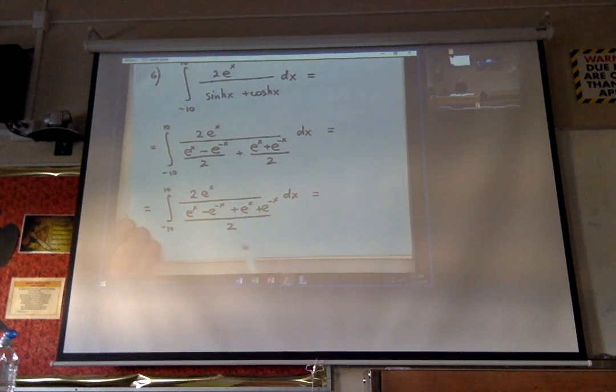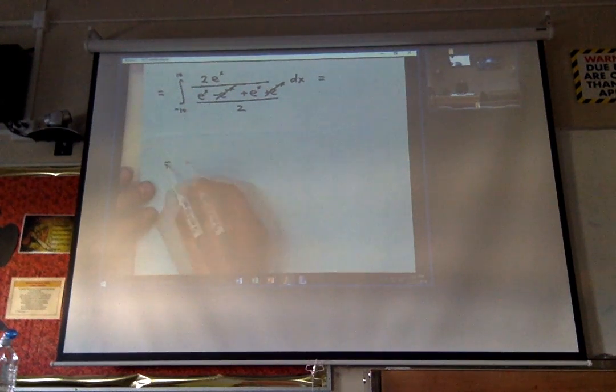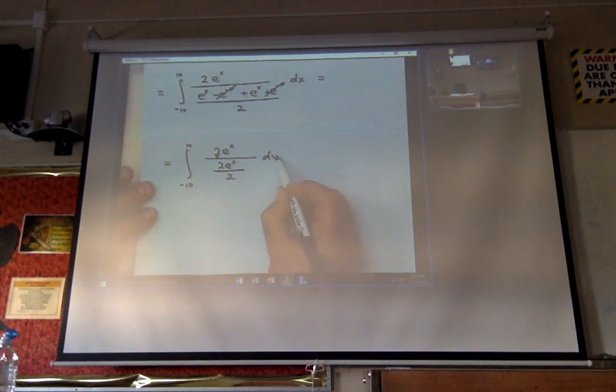Then if you look, these two can be canceled, right? Can you see that? Okay. Then e to x plus e to x, what do you get? Alright, so you see how many things we can simplify. 2e to x over 2 dx.